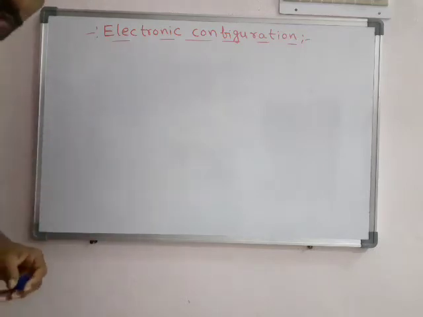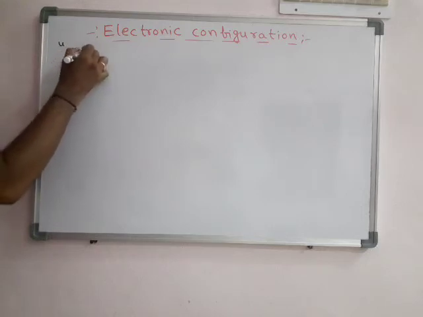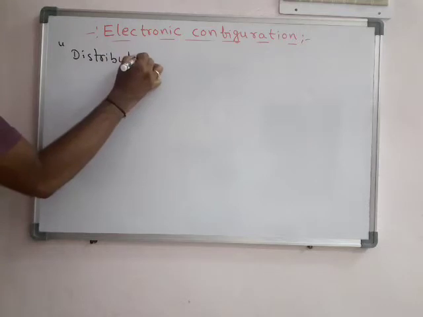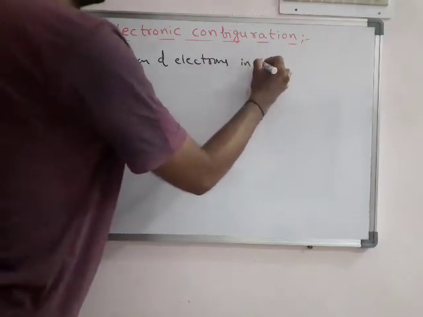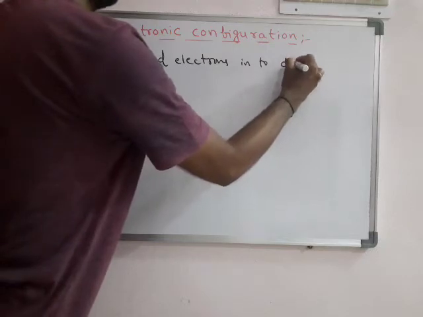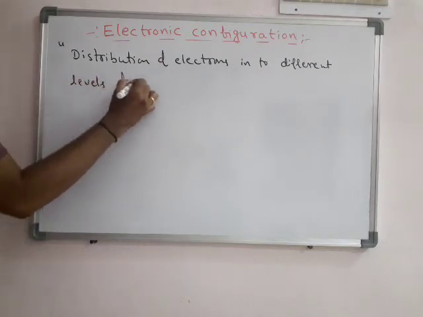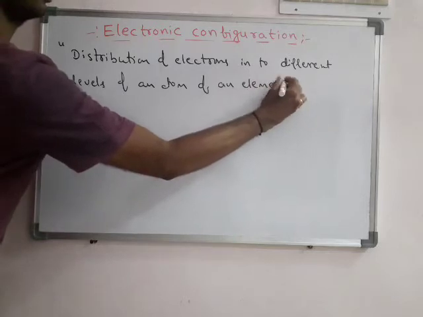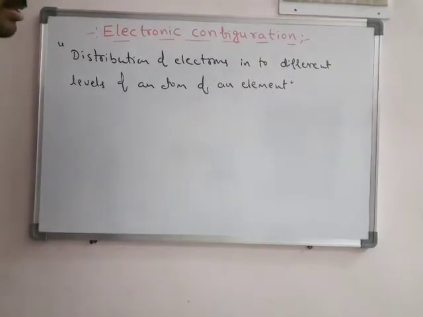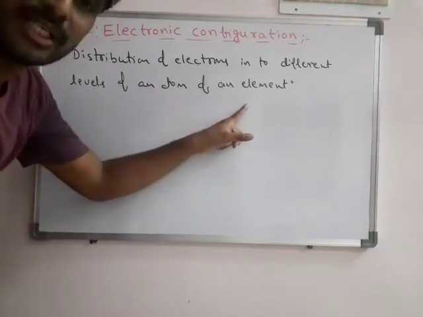You have to write the note for this topic here only, because there is no separate section for it. So we can define what electronic configuration means: the distribution of electrons into different levels of an atom of an element is called the electronic configuration of that element.